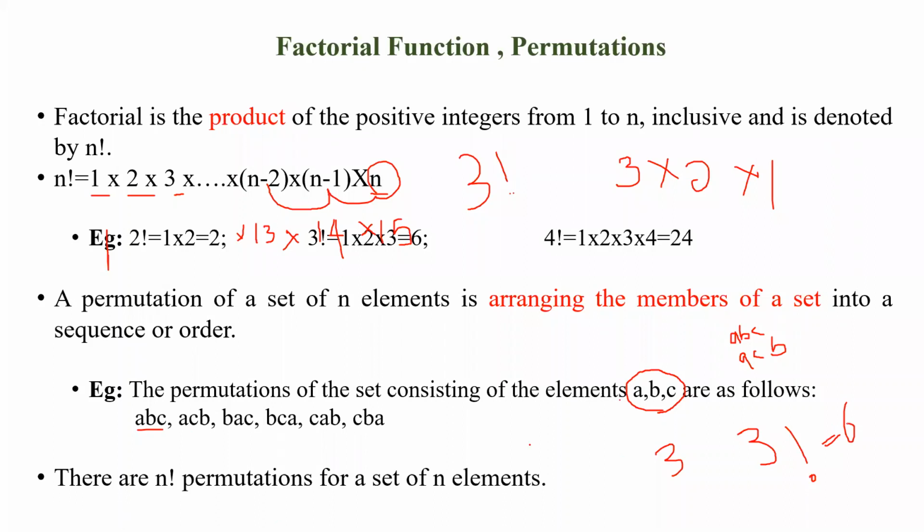So here in this example, we have 3 elements A, B, C. How many permutations are possible? 3 factorial. So you know it is 6. So you can write down A, B, C. You have seen that you will not be able to find any other combination other than these 6. Got it? So this is the factorial function and the permutation function.